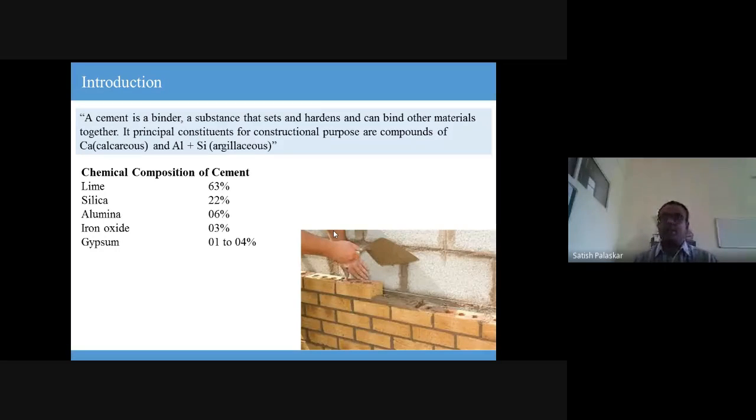Now, what is the chemical composition of cement? That is very important. If this composition is disturbed, the properties of the cement or the properties of the concrete will keep changing. Cement consists of lime, silica, alumina, iron oxide, and gypsum, where the percentage of lime is 63%, silica 22%, alumina 6%, iron oxide 3%, and gypsum 1 to 4%.